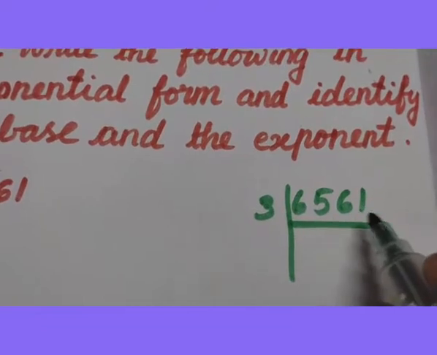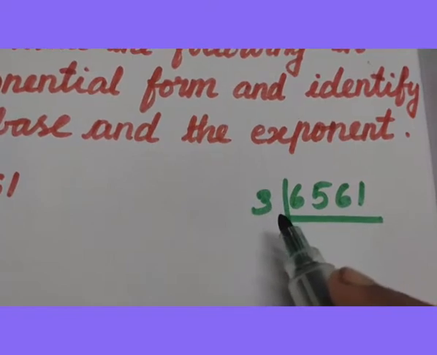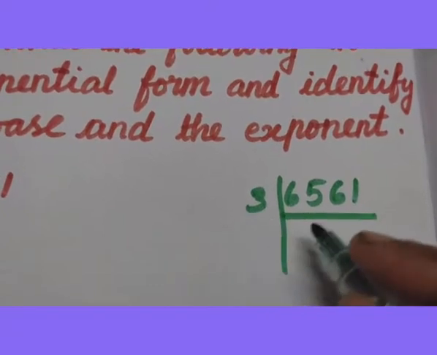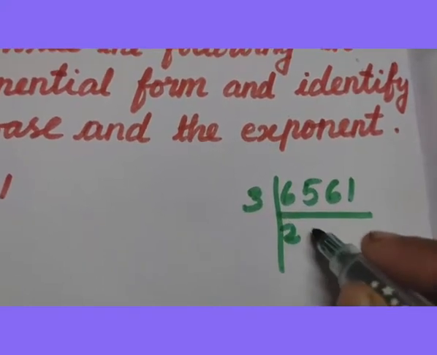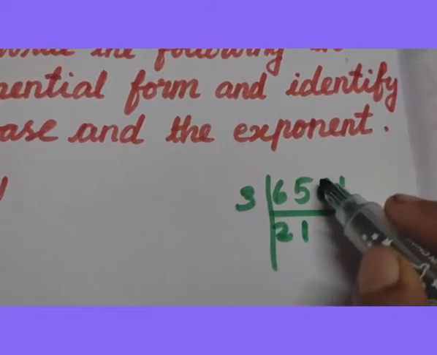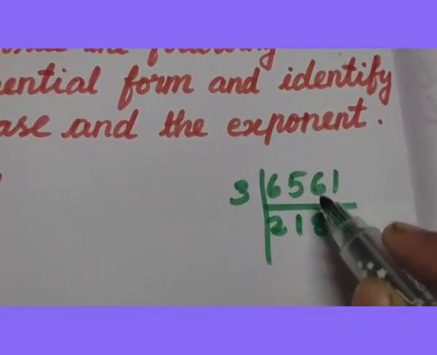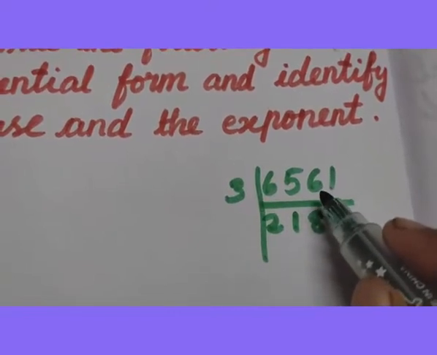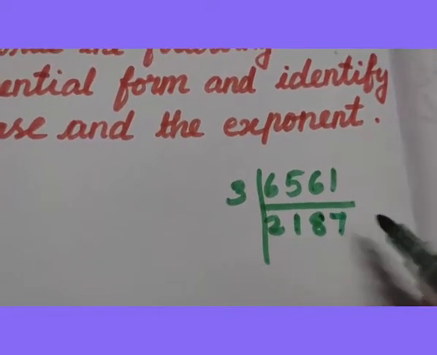So this number is not divisible by 2 because it is an odd number. So we take the next prime number 3. After 2, 3 is the next prime number, isn't it? So here 2 threes are 6. Then 5 divided by 3. 1 three is 3, then 5 minus 3 is 2, then that 2 and this 6 becomes 26, is it not? 8 threes are 24. 26 minus 24 is 2, is it not? That remainder 2 and this 1 becomes 21. So 7 threes are 21.